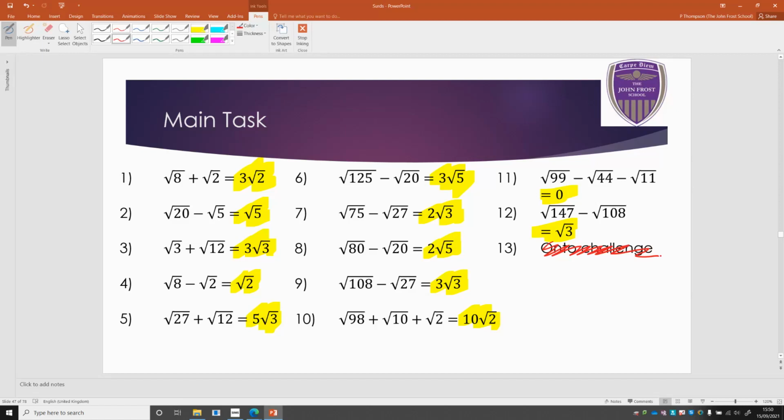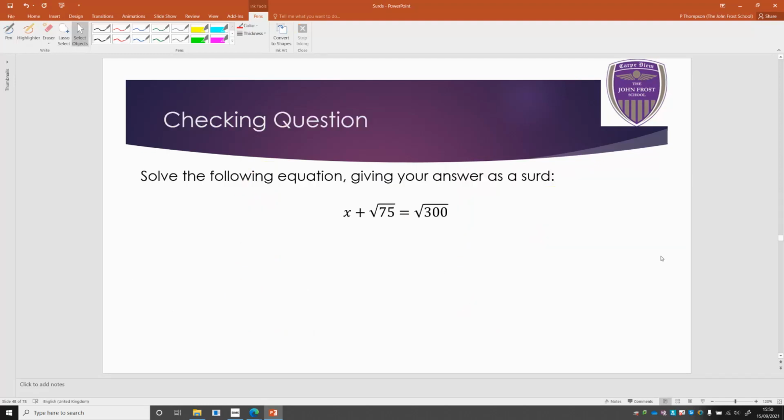And then we'll go on to the checking question. Okay, here it is. So pause the video, have a go, and come back when you're ready.